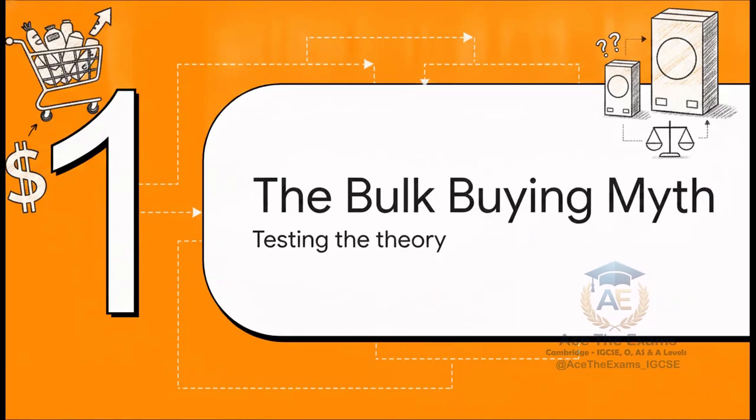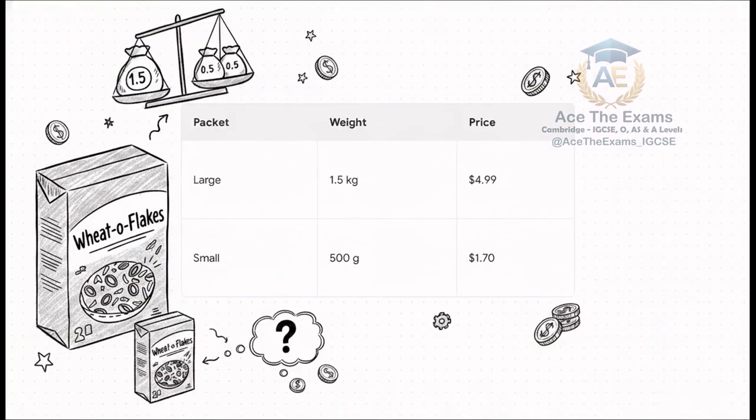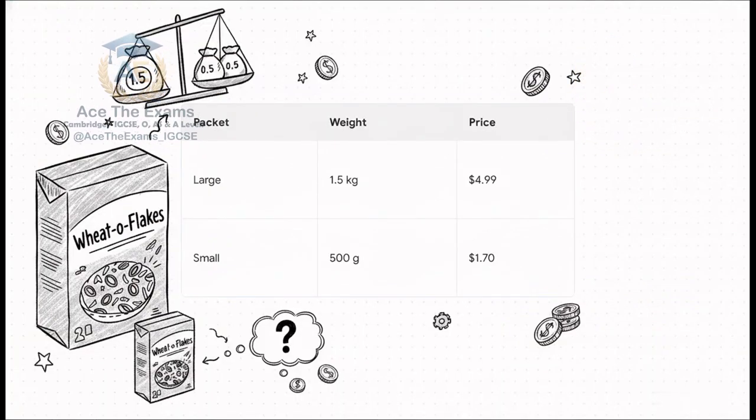Section 1. The bulk buying myth. Let's put that bulk buying theory to the ultimate test, using a highly relatable scenario directly from the text. Let's set the stage with example 16.1. We have 2 packets of Wheato Flake cereal. The large packet weighs 1.5 kilograms and will set you back $4.99. The smaller packet weighs 500 grams and costs $1.70. Now, relying on gut instinct isn't enough here, especially on an exam. We need cold, hard mathematical proof to determine which one actually offers the better value.